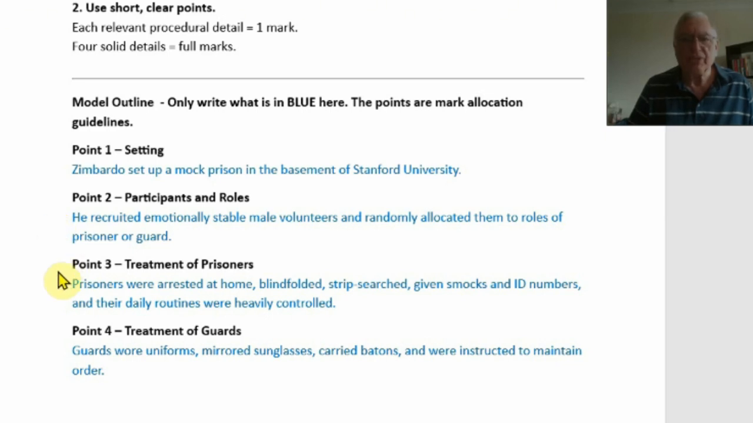Point 3, treatment of prisoners. Prisoners were arrested at home, blindfolded, strip searched, given smocks and ID numbers, and their daily routines were heavily controlled. And then treatment of guards. Guards wore uniforms, mirrored sunglasses, carried batons, and were instructed to maintain order.